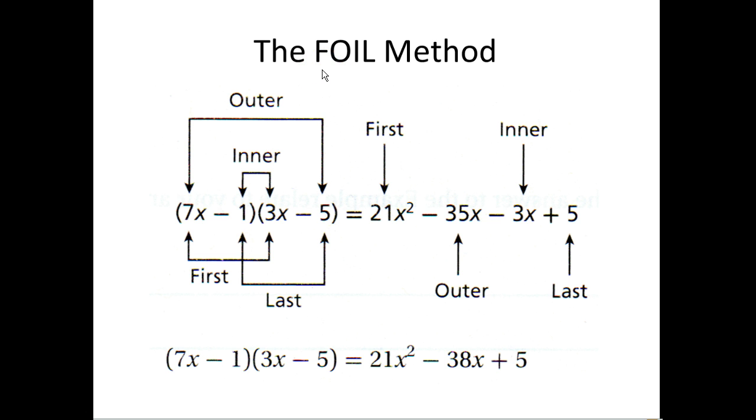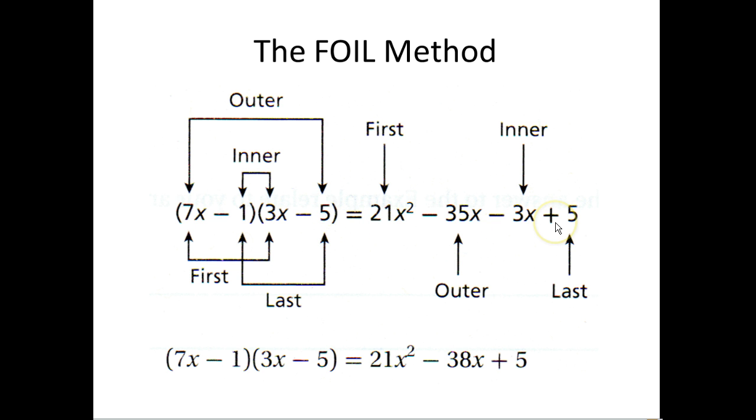Remember, the F stands for first. So I take the first terms in each binomial, 7x and 3x, multiply them together, I get 21x squared. And then O, which stands for outer, I take the outer terms in the entire expression, and I get 7x times negative 5, which is negative 35x. And the inner, the I stands for inner, so I take the inner terms of the expression, I get negative 1 times 3x, which is negative 3x. And the last two terms in each binomial give me the product negative 1 times negative 5, which is positive 5.